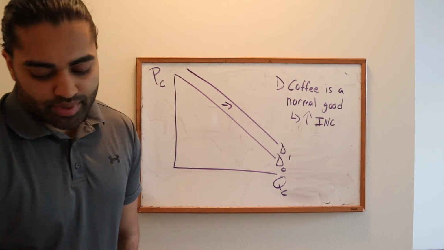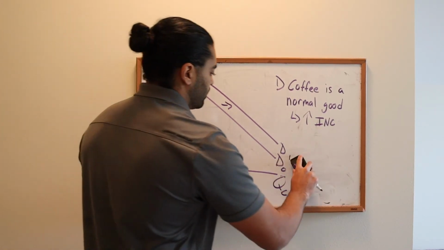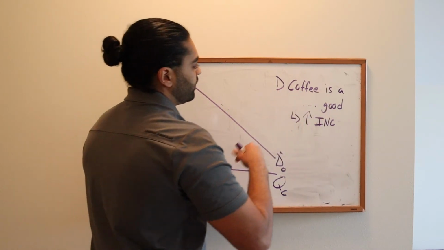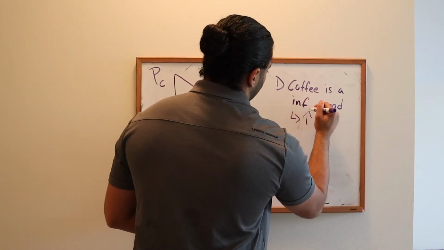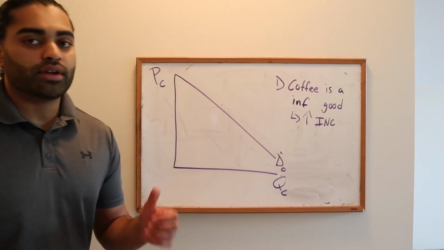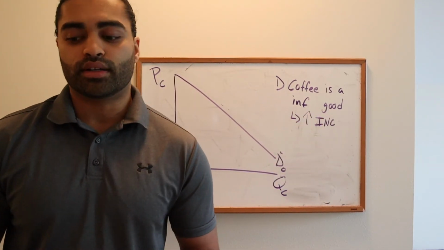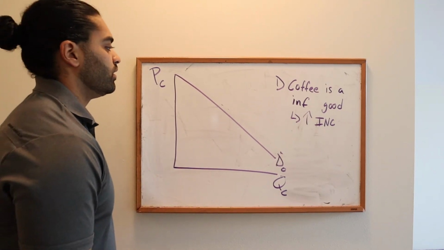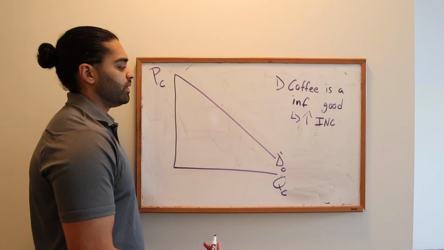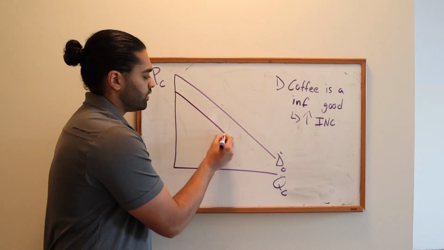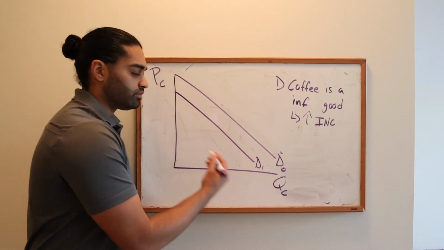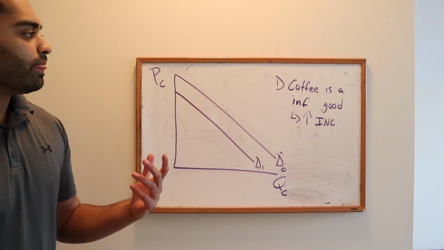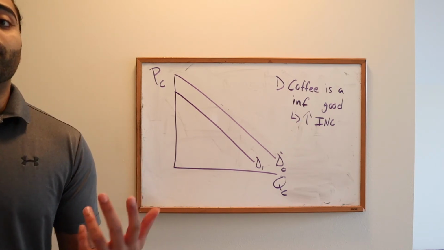Okay, now if I were to say the opposite, let's say coffee is an inferior good. Remember the definition of inferior good. When we see an increase in income, we see a decrease in demand for this product. So coffee is an inferior good now. So when we see an increase in income, what's going to happen to our demand? Our demand is going to shift to the left. Again, we want less of this because we have more money now.